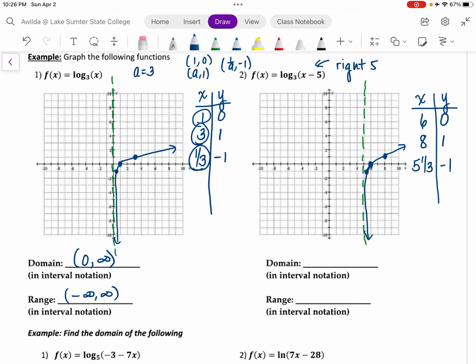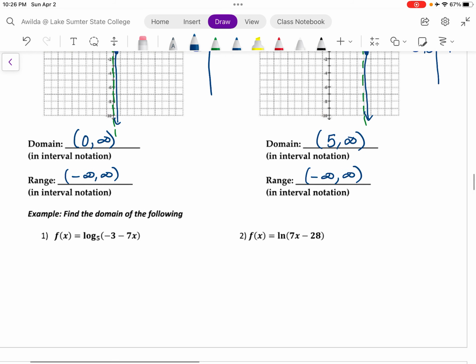In the second function, the one that we translated 5 units to the right, the domain is restricted. We have a vertical asymptote at x equals 5, so the domain will go from 5 to infinity. The range, however, is unrestricted, and so it'll be all real numbers.